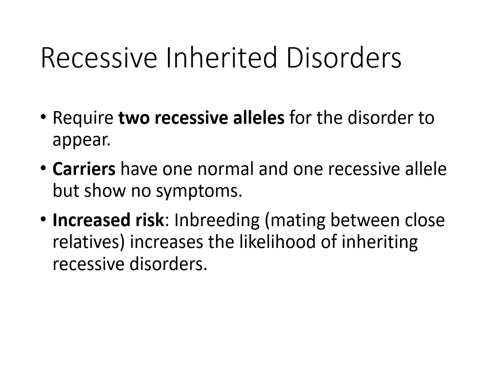If two recessive alleles are needed for a disorder to appear, it's called a recessive inherited disorder. Carriers, who have one normal and one mutated allele, typically show no symptoms. One example is Tay-Sachs, a fatal neurological disorder most common in genetically isolated populations like Ashkenazi Jews. A gene mutation prevents the breakdown of fatty substances in the brain, leading to nerve damage and early childhood death.